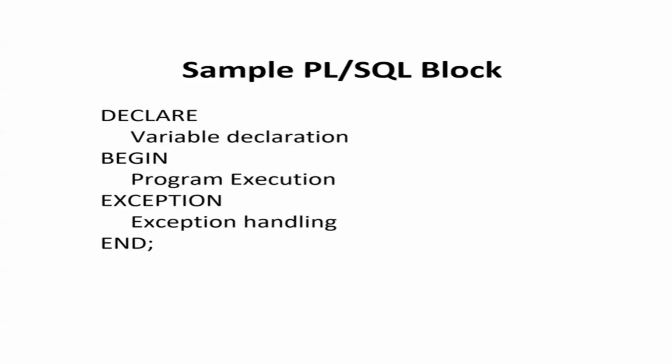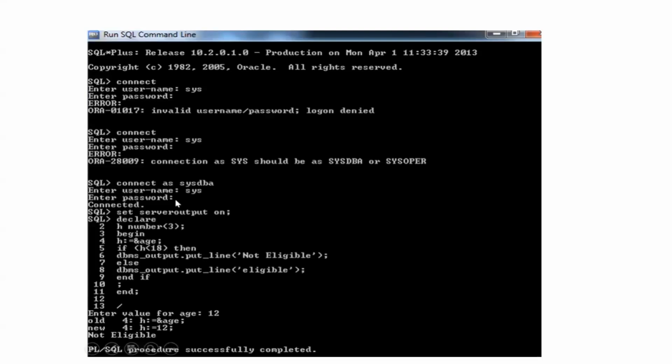Now we can see a sample PLSQL block. First it has the declare section, then begin means execution, and exception means the exception section. The declare section has variable declarations. The begin section has program execution. The exception section has exception handling. Then it ends. So begin and end come under the execution section.